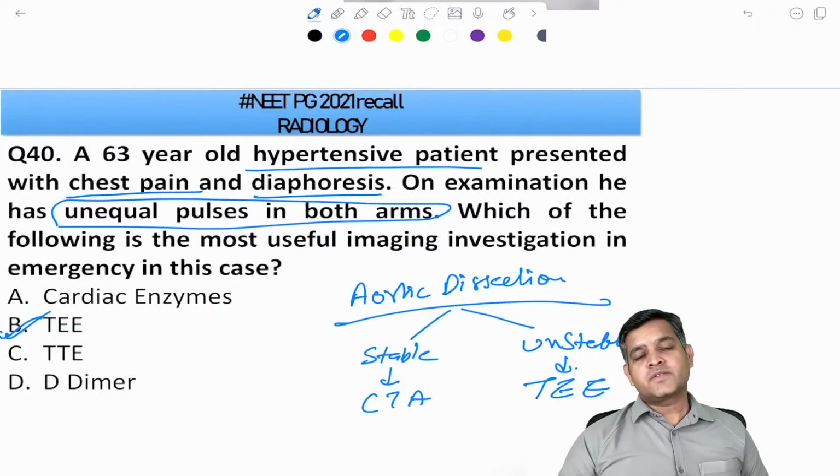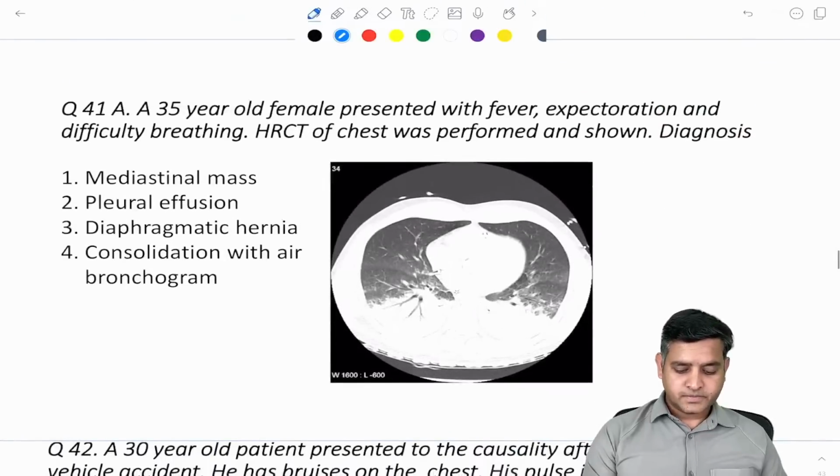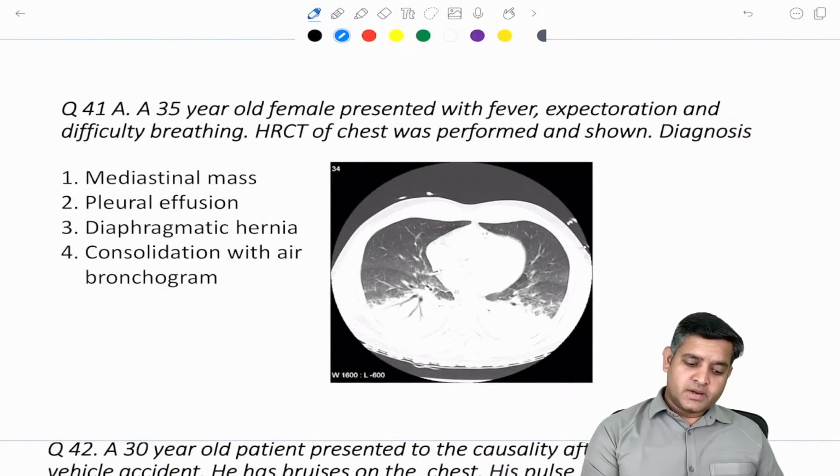Transesophageal echocardiography, right? Question 41, NEET PG 22.